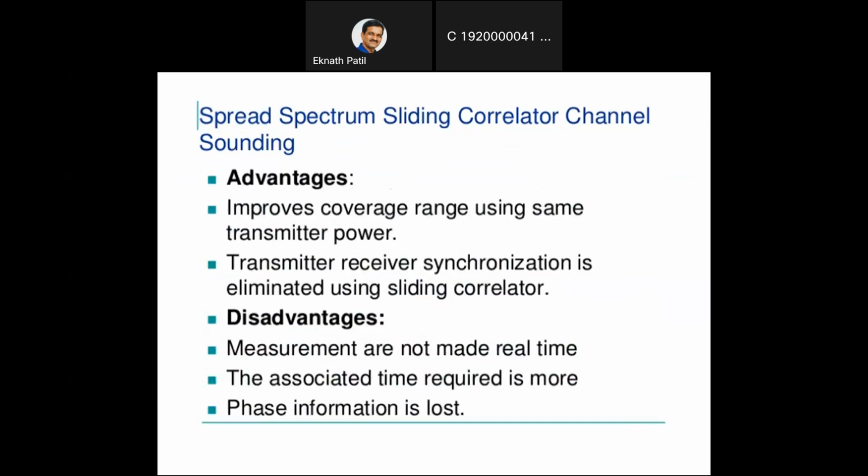What are the advantages of spread spectrum? It improves the coverage range using the same transmitter power. Transmitter-receiver synchronization is eliminated using the sliding correlator. The disadvantage is that measurements are not made in real time because of the time required. And the phase information is lost.